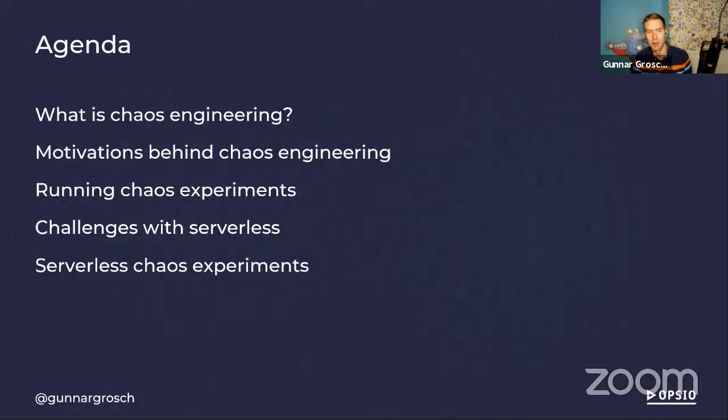So this is our agenda. We'll start off by talking about what chaos engineering is. So this is not about serverless in particular. Look at some of the motivations behind why we want to do chaos engineering. Then we'll look at how to perform chaos experiments, some of the challenges we see with serverless today, and how chaos engineering can help us. Look at some of the common weaknesses that we see in serverless applications today. And of course, we're going to finish it off by doing a few chaos engineering experiments in an Azure environment.